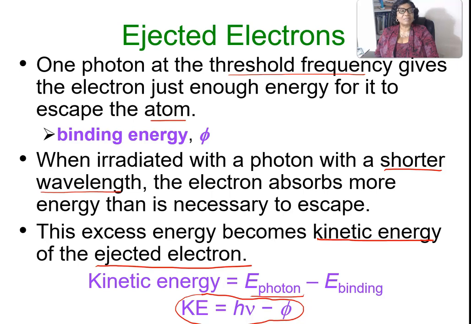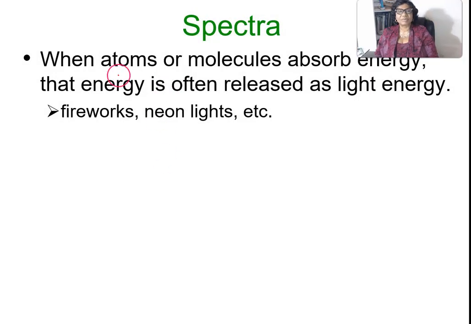So we have talked about ejected electrons and the energy associated with it. Let's talk about spectra. When atoms or molecules absorb energy, the total energy is often released as light energy. In nature, we see that with fireworks, neon light, mercury light, sodium light, hydrogen light, we see it as light. Most of the time, we see the colors.